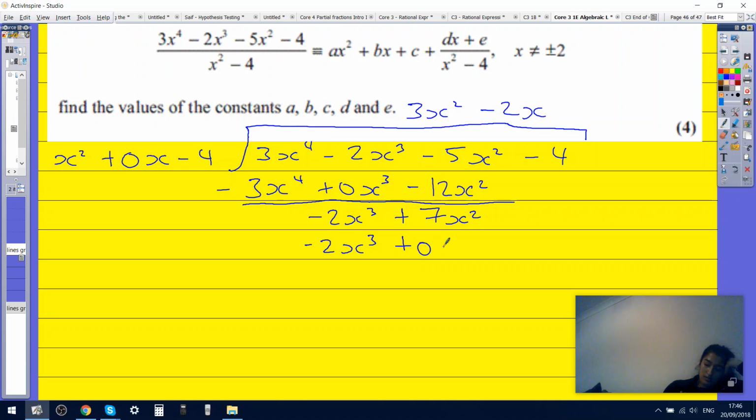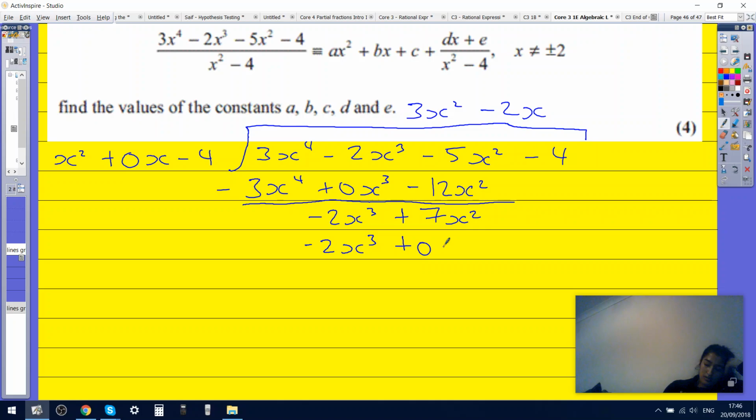I just noticed we have no x term on the top. We have to the 4, to the 3, to the 2, and no x by itself. So we just add in a plus 0x, which we could have done to the original one. I just didn't notice it. Then minus 2x cubed plus 0, that cancels out, giving 7x squared plus 8x. 0x minus plus 8x, is that just minus 8x? Yeah.